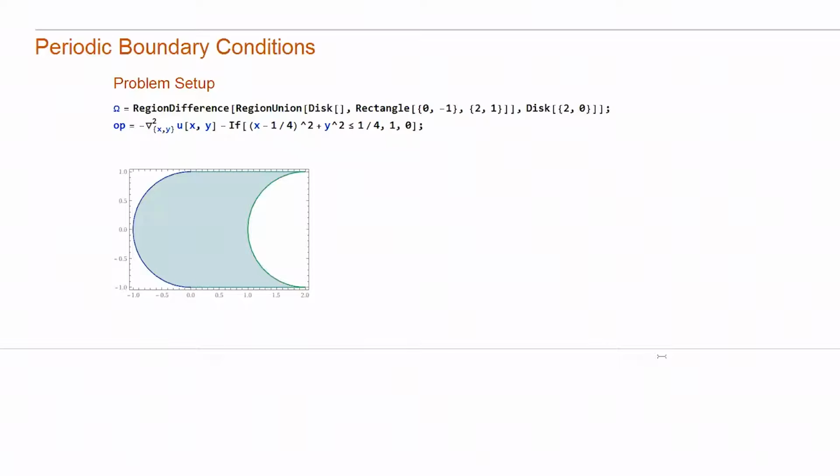Here's an example for a periodic boundary condition. The region we're looking at is made up of a rectangle. On the left-hand side, a disk is added, and on the right-hand side, a disk is subtracted. The PDE operator is a negative Laplacian, and it has an additional load term. That load term is active: it gives 1 if it's inside a specific part of the region, and 0 if it's outside of that region.